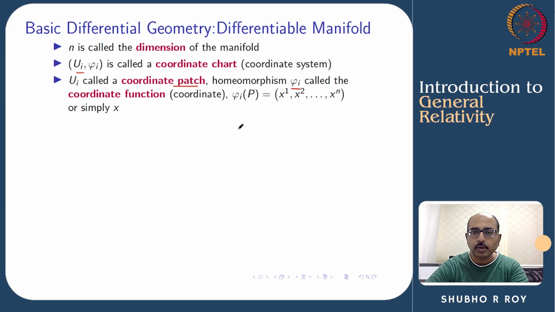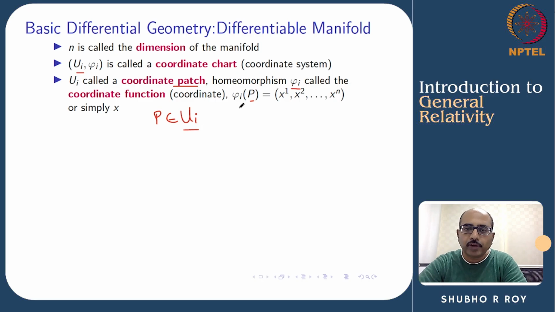What does this mean? Well, if I take a point P which lies on the coordinate patch, it's a point on the manifold. In particular, it lies inside this coordinate patch UI. Now, if I apply this homeomorphism phi I to P, I end up at a point on Rn. And a point in Rn is given by an n-tuple of real numbers, x1, x2, up to xn. This is called the coordinate of the point P.